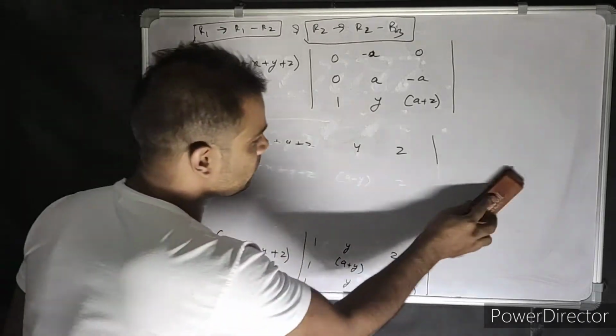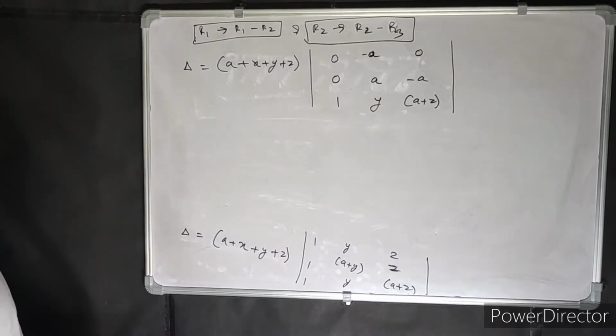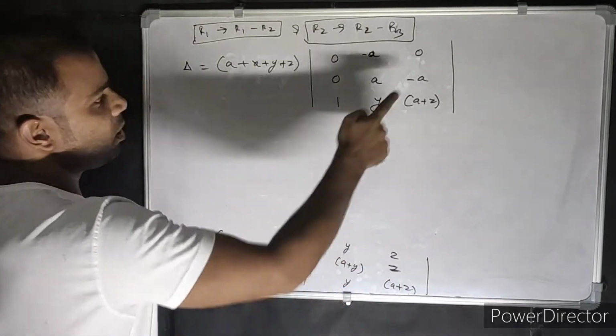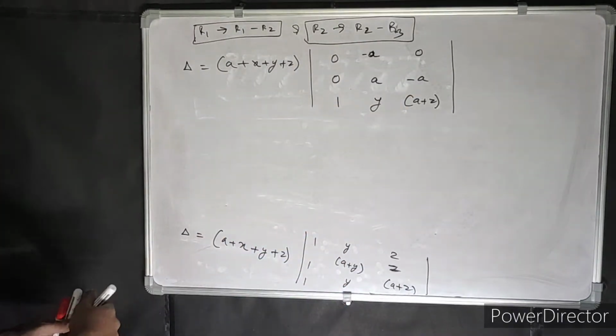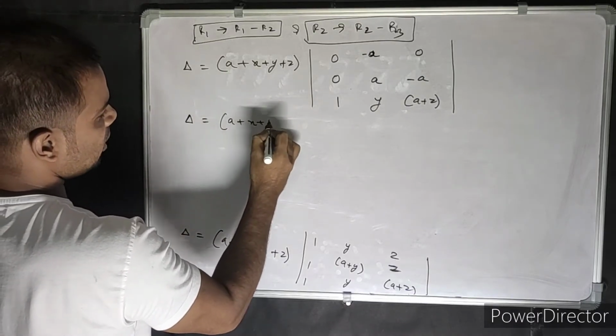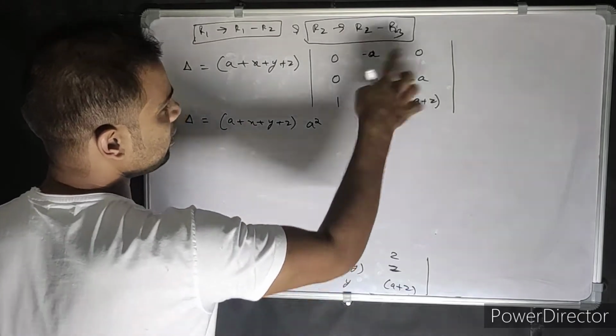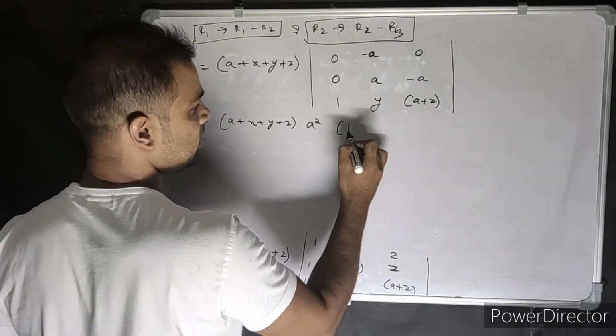Next, expand with the third row first column. Third row first column, multiply those two elements and get your answer. That is a plus x plus y plus z, and that is a into a, a squared. The rest of the thing is just a 0, and this is proved.